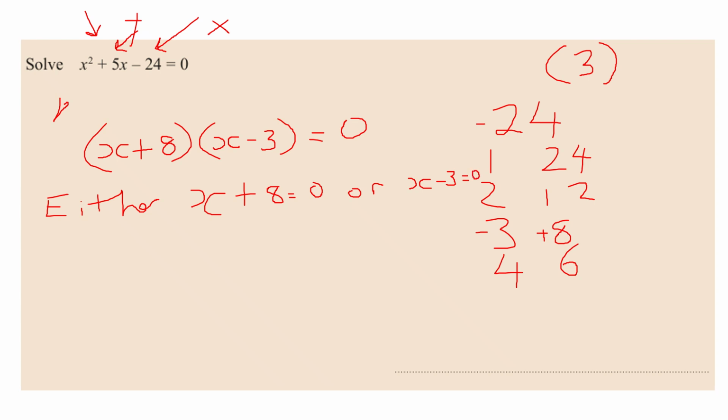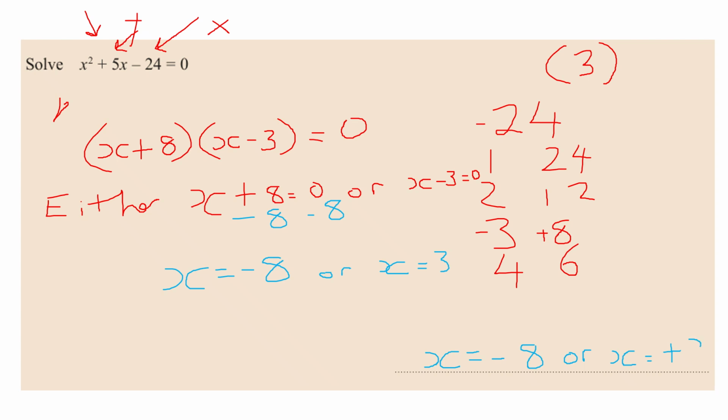So your 2 solutions will be, so I'm going to subtract 8 on both sides, we have x equals minus 8, or x is equal to positive 3, or just 3. So x equals minus 8 or x equals 3. They are your 2 solutions to the quadratic equation of x squared plus 5x minus 24 is equal to 0. And that's solving by factorizing.